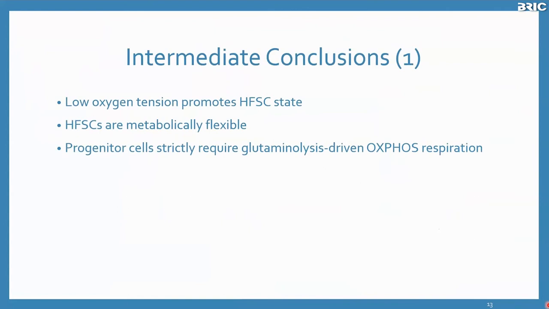So I want to pause here and summarize a little bit of what we talked about so far. So far I have demonstrated that low oxygen tension promotes hair follicle stem cell state. What is important here to notice is that hair follicle stem cells are metabolically flexible. What I mean by this is that when they have oxygen and they're able to run TCA cycle and electron transport chain, they would do so to maintain their state. However, when progenitor cells are limited to run TCA cycle and electron transport chain, they are unable to maintain their state, indicating that they strictly require glutaminolysis driven oxidative phosphorylation.